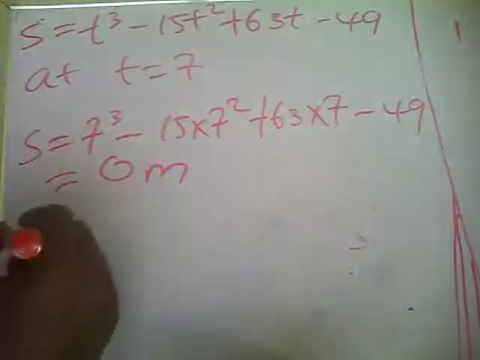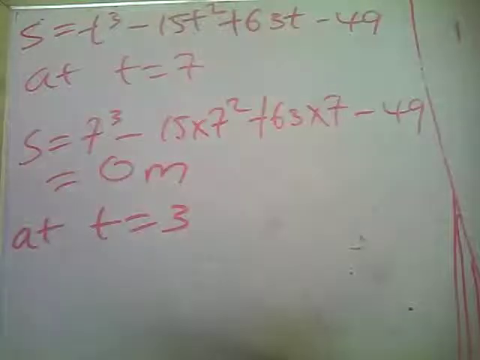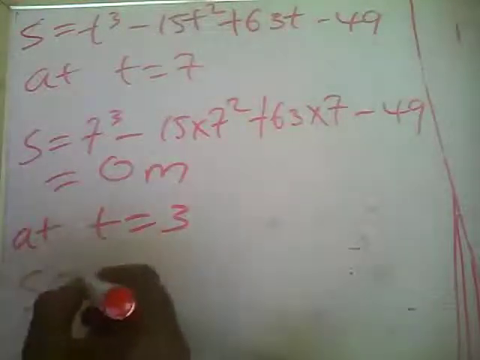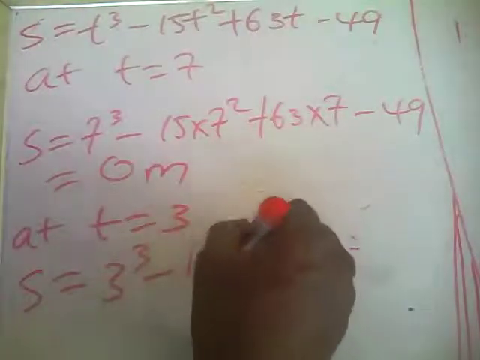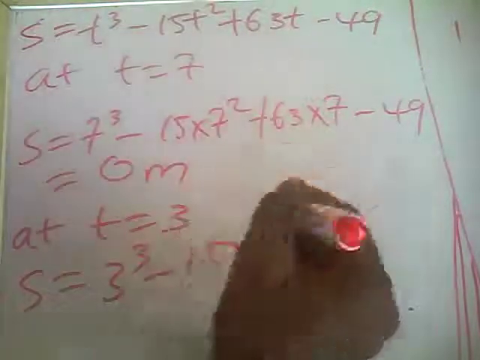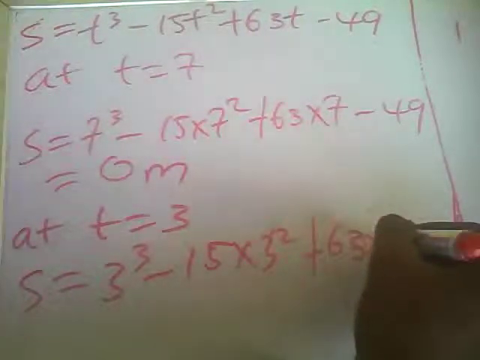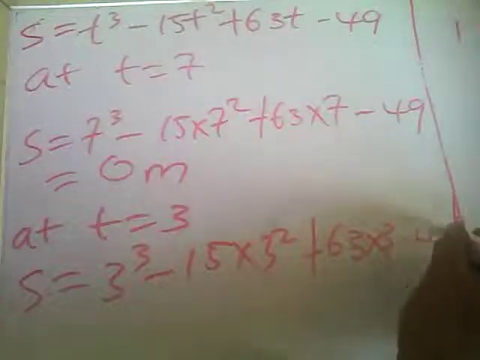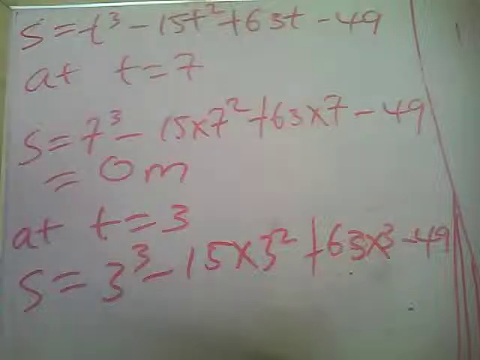Okay, now at t equal to 3, we're going to have s equal to 3 raised to power 3 minus 15 times what's our t now? That's 3 squared plus 63 times 3, then minus 49. Okay, you know we are substituting for t in the whole equation. Then what are we going to have there? We are going to have 32 meters.